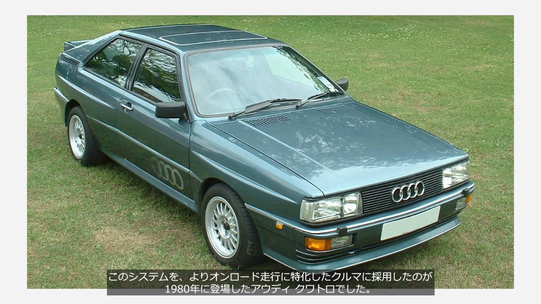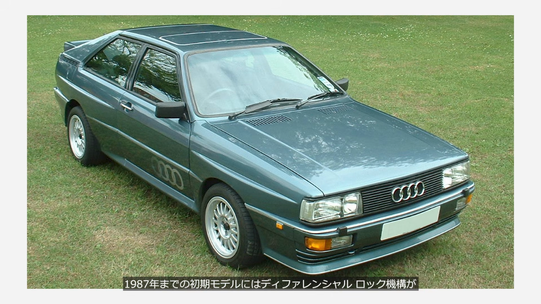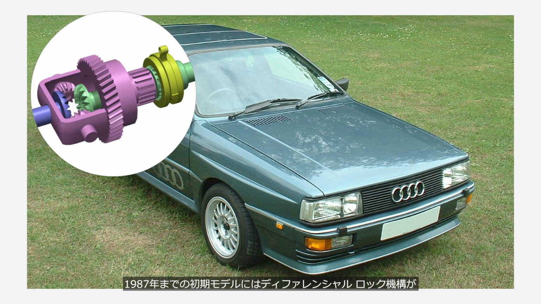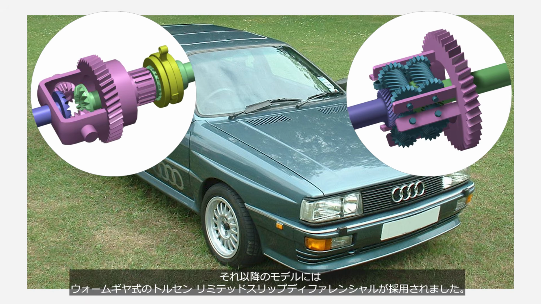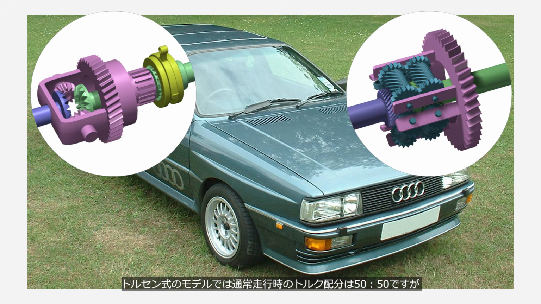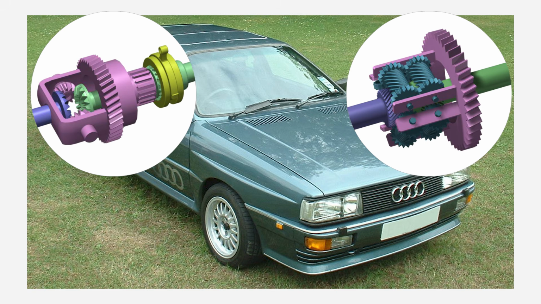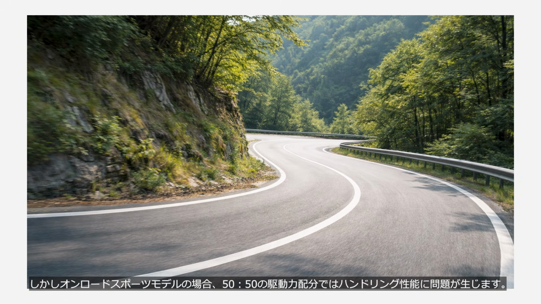The Audi Quattro, introduced in 1980, adopted this system for a vehicle designed more specifically for on-road driving. Early models up to 1987 used a differential lock, while later models adopted a worm gear-type torsen limited slip differential. In torsen-equipped models, the normal torque split is 50-50, but up to 80% of the engine torque can be distributed to either the front or the rear axle. However, for on-road sports models, a 50-50 torque split can compromise handling performance.